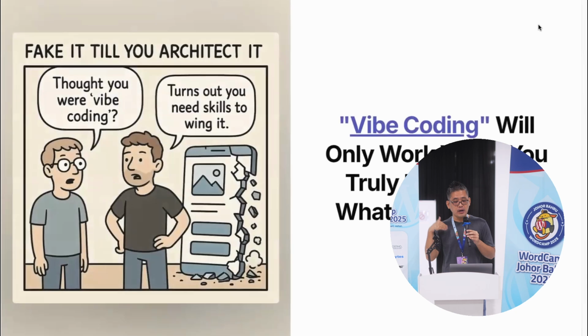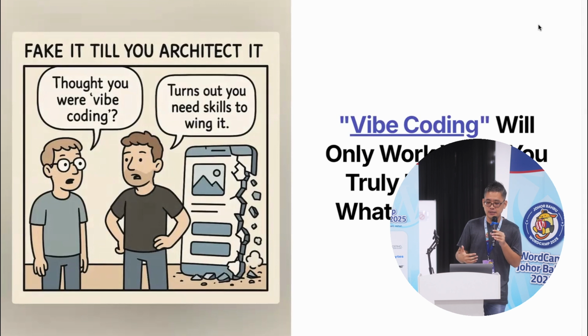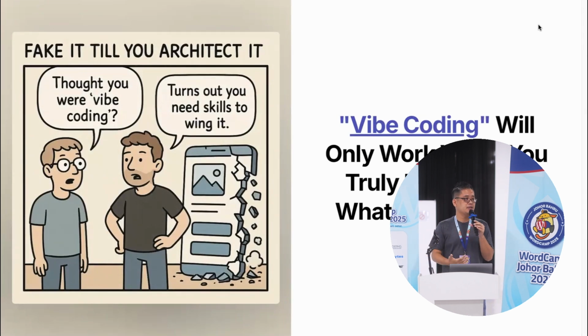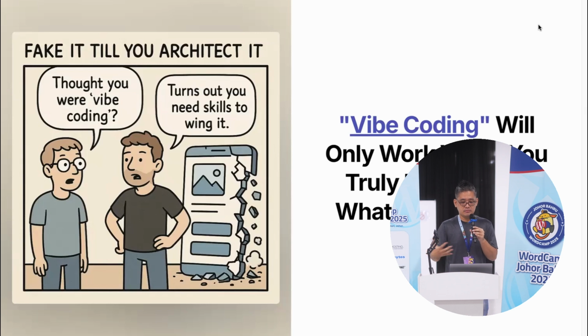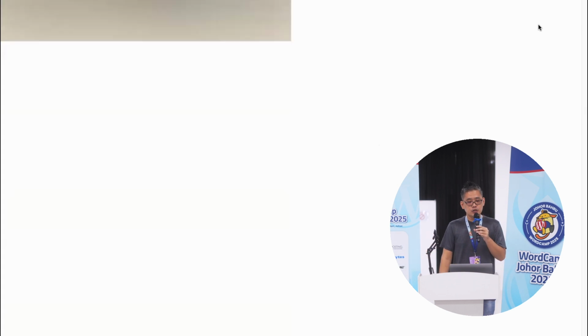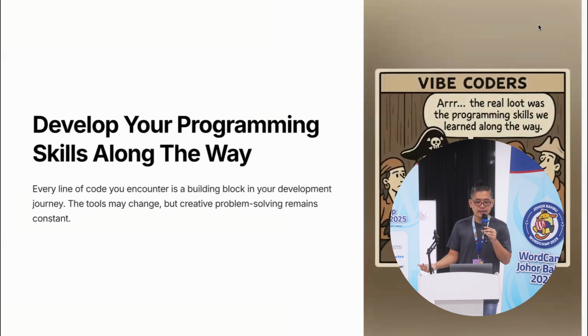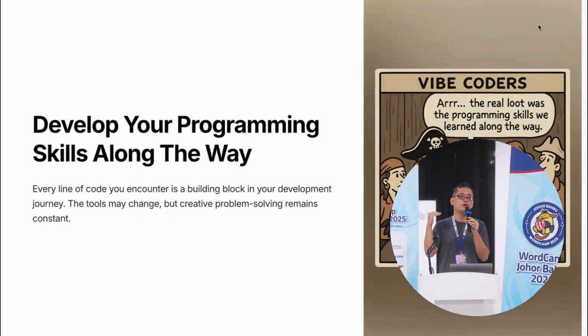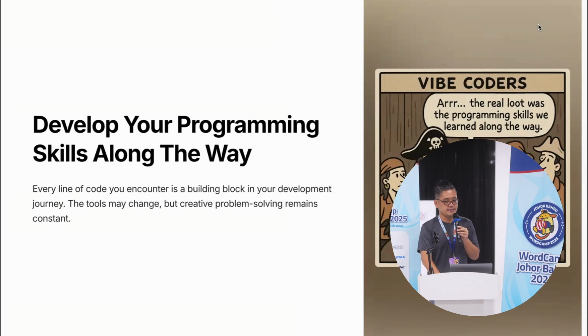Because programming skills are still very important in the age of vibe coding. It's not just about writing code. It's all about system thinking and architecture. Vibe coding will only work when you truly understand what you're doing. And that's the real truth, unfortunately. So that's why I encourage you to develop your programming skills along the way. Every line of code that you write, whether through AI or not, is a building block for your journey to become a developer. The tool might change, but the fundamentals of problem solving and creative thinking always remain the same.